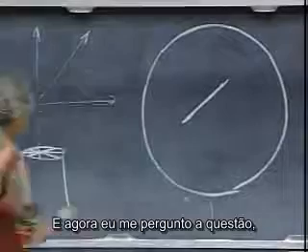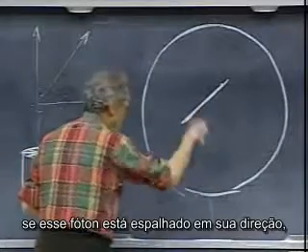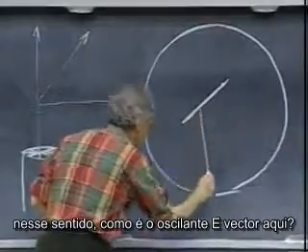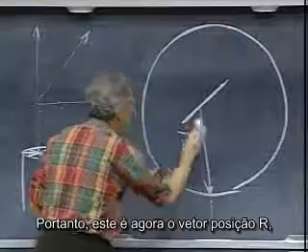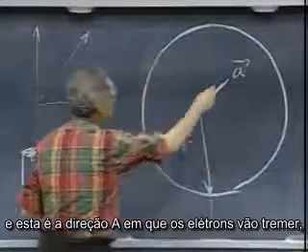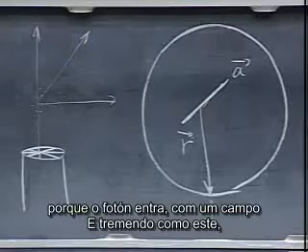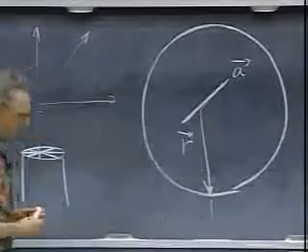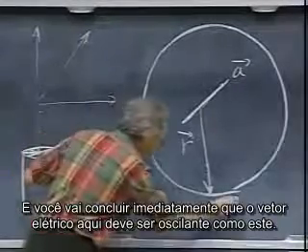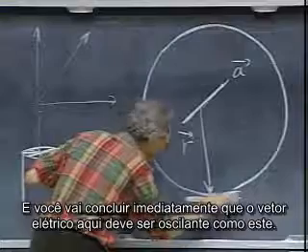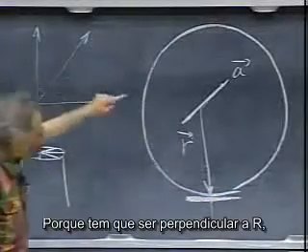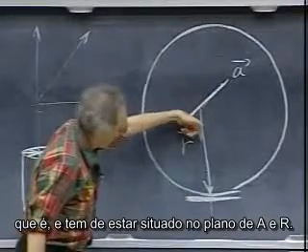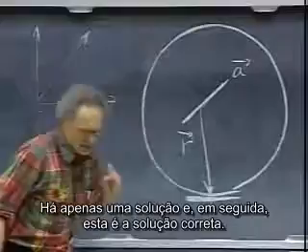And now I ask myself the question, if that photon is scattered in your direction, in this direction, how is the E vector oscillating here? So this is now the position vector r, and this is the direction A in which the electrons are going to shake, because the photon comes in with an E field shaking like this, so the electrons are going to shake like this. And you will immediately conclude that the electric vector here must be oscillating like this. Why? Because it has to be perpendicular to r, which it is, and it has to be in the plane of A and R. There's only one solution, and then this is the correct solution.